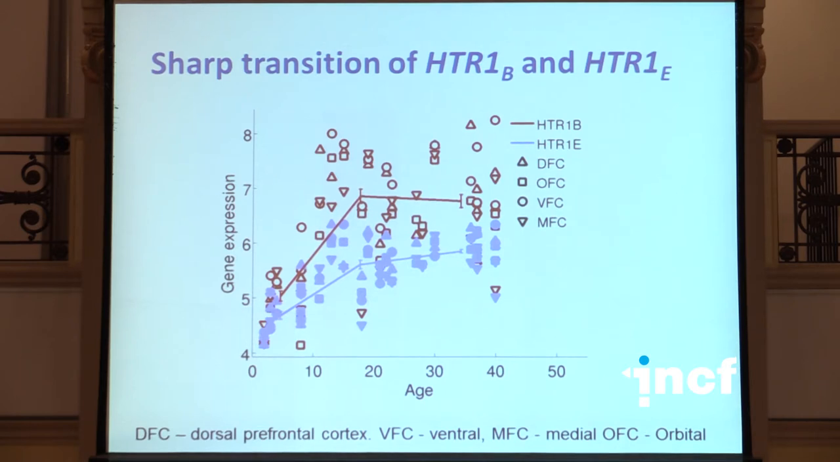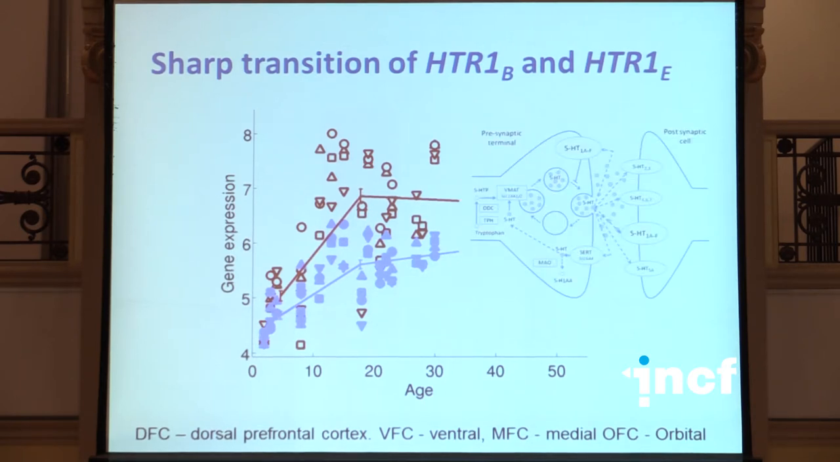Now, these genes are actually very interesting. They're not just any genes. These genes code for autoreceptors. These are receptors that are located on the presynaptic side and allow the presynaptic cell to monitor how much serotonin is secreted into the cleft. So this is kind of a feedback control loop. And it's pretty interesting that this control mechanism is one that changes abruptly in adolescence.